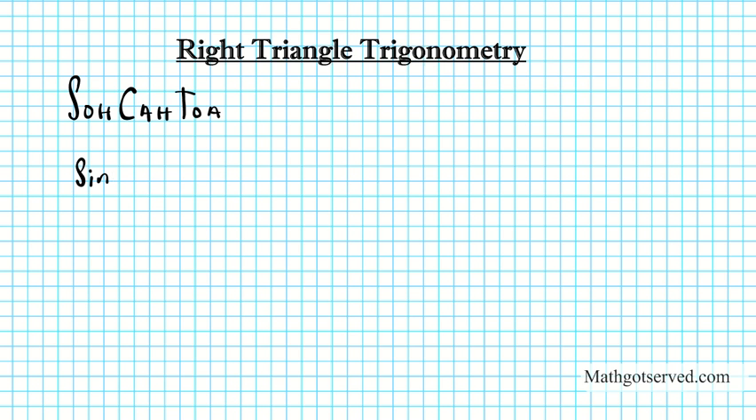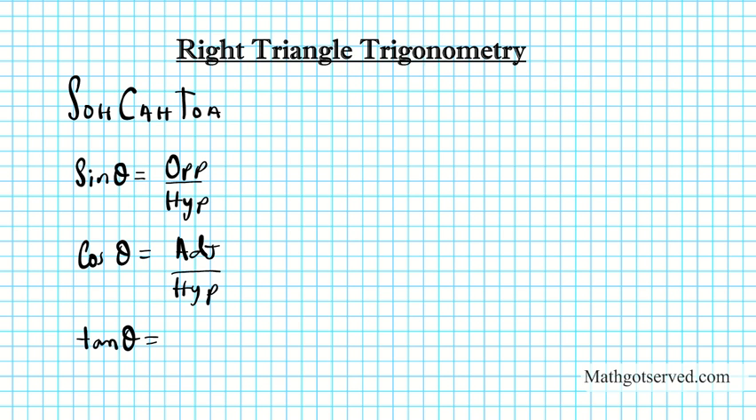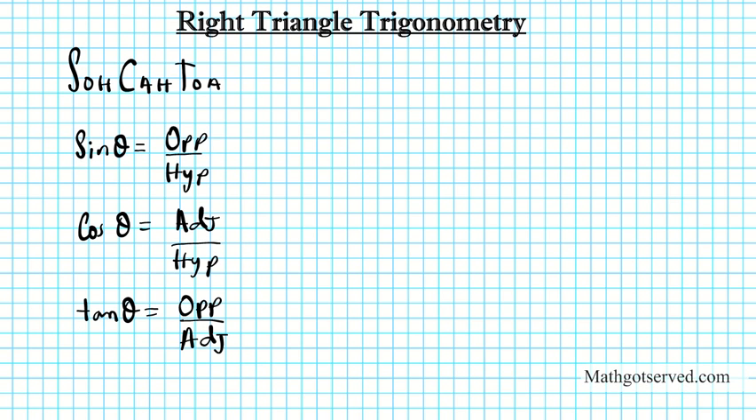Well, we know that sine theta is opposite over hypotenuse. So always opposite, the h is hypotenuse. Cosine theta is adjacent over hypotenuse. And tan theta is opposite over adjacent. Alright, so these trig functions also have reciprocal identities or reciprocal trig functions.